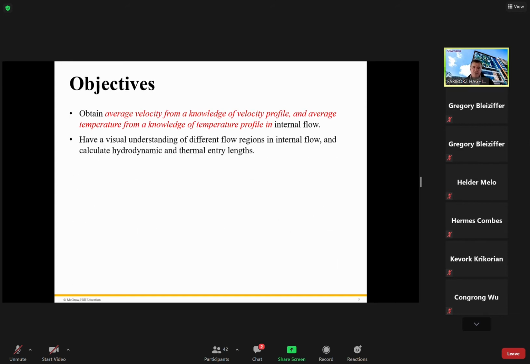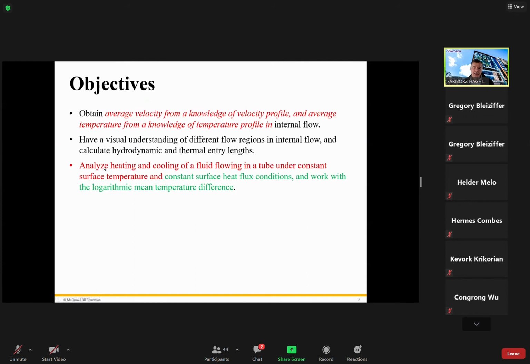Then we use visualization to understand the different flow regimes in internal flow and calculate the hydrodynamic and thermal entry length. Therefore, we have two new terms here, hydrodynamic and thermal entry length. We're trying to understand what that means and how they will affect the answer.